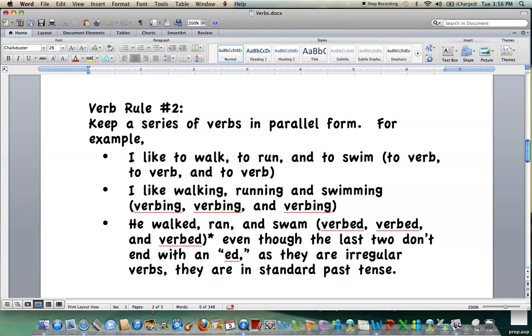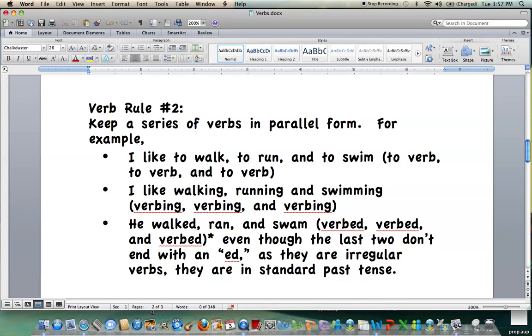Same example here. Since verbs, we have some options in the way that we format them. I like walking, running, and swimming. Verbing, and verbing. Nice and parallel again. And here we are. We want to keep our verbs parallel in the tenses that we use as well.